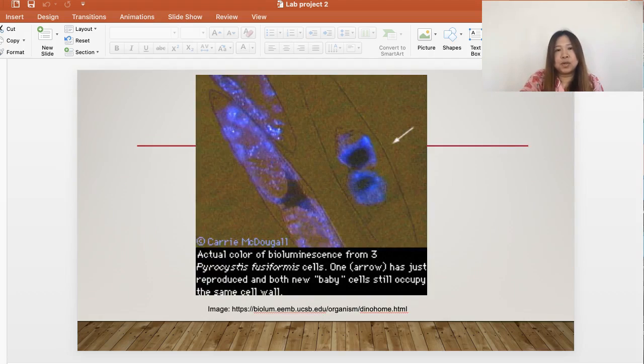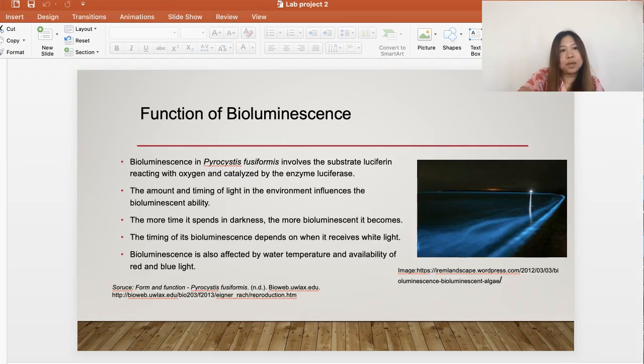The arrow in this picture shows that the Virusidae fusiforme cell reproduces and then both new baby cells are still occupying the same cell wall. The functions of bioluminescence.